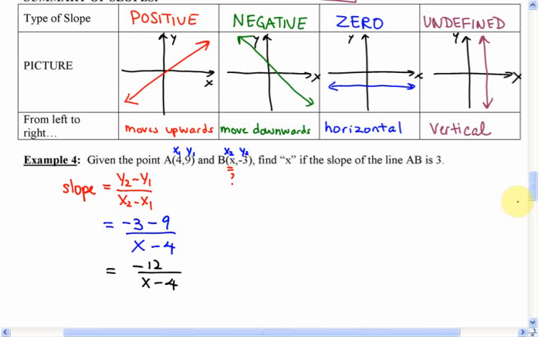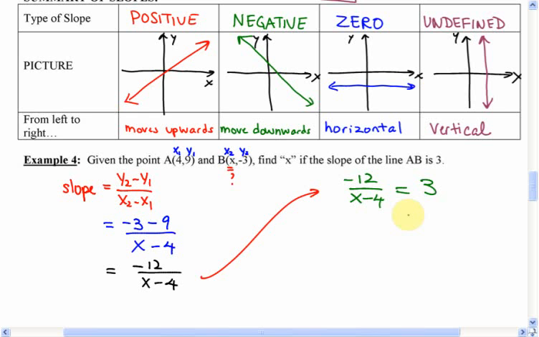What other piece of information have I not used here? So what's 3? The slope of the line AB is 3. Well, what is the slope of the line? Isn't that this negative 12 over x minus 4? And isn't the slope also this 3? So I guess those things equal each other. Not x is 3, careful. We're going to take this negative 12 over x minus 4, because that represents slope. And you just told me that the slope also equals 3. So make it equal to each other.